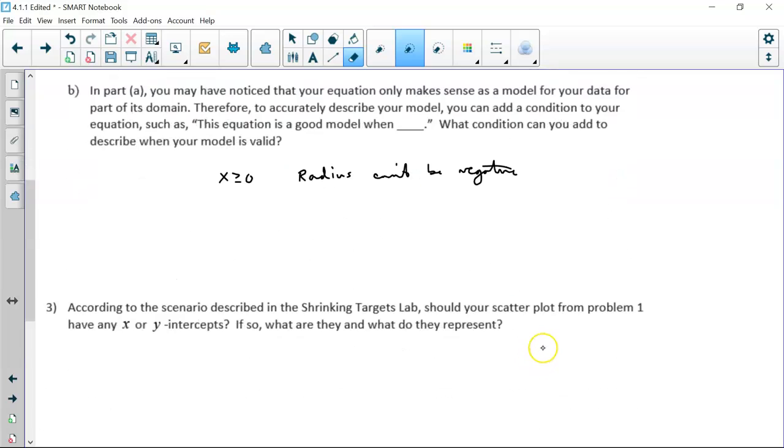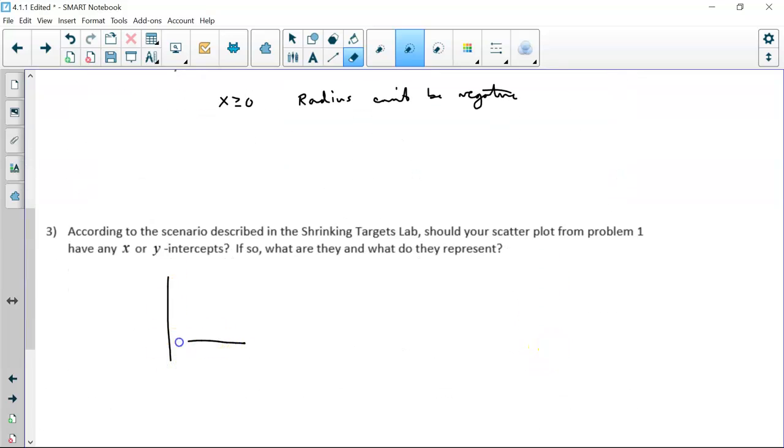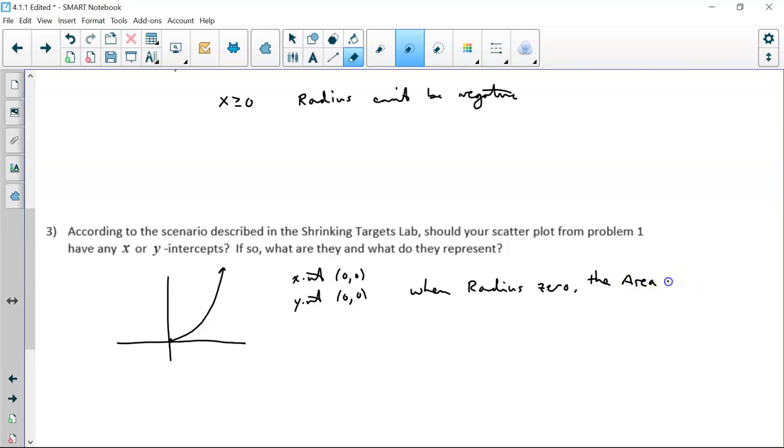Now, when we looked at our plot, our graph looked like this. So we did have an x- and y-intercept. The x-intercept is at (0, 0), and that's the same spot for our y-intercept. It's also at (0, 0). So really what that's saying is that when the radius is 0, the area is 0. No radius, no circle. And that's what's going on there.